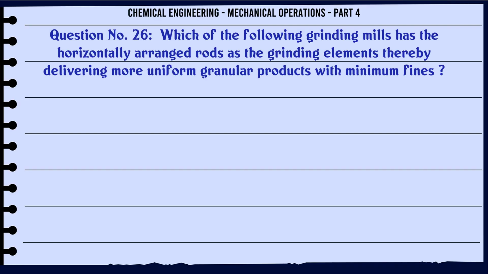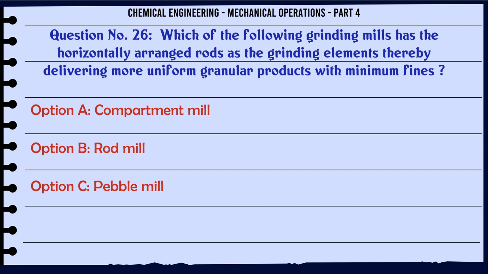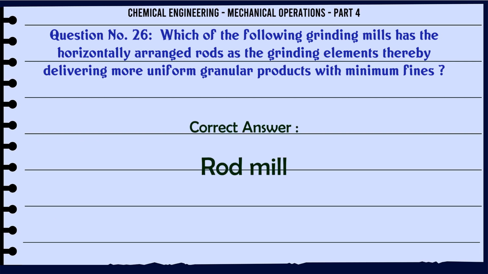Which of the following grinding mills has the horizontally arranged rods as the grinding elements, thereby delivering more uniform granular products with minimum fines? A. Compartment mill, B. Rod mill, C. Pebble mill, D. Tube mill. The correct answer is rod mill.